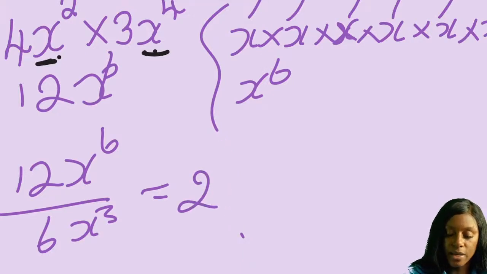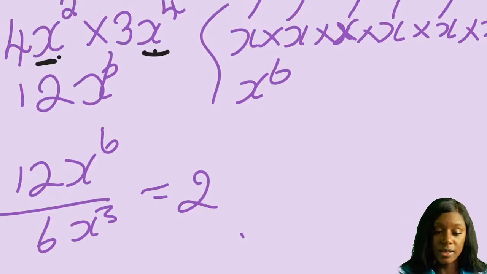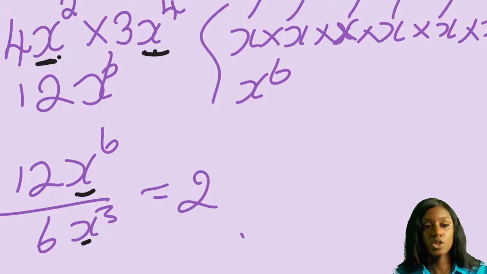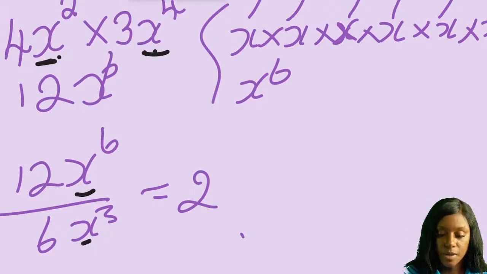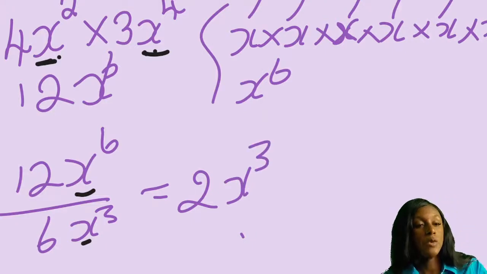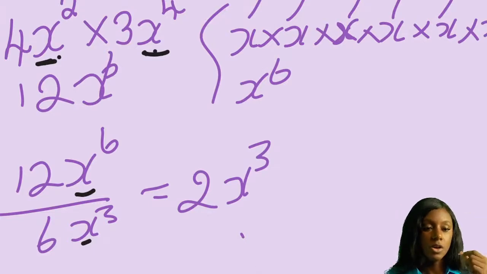And dividing our variables here, x to the power of 6 divided by x to the power of 3, because we are dividing, and again, because the base is the same, the base is x, in this case, you subtract the powers. So you say 6 take away 3. And I want to stress that when I say subtract the powers, you are subtracting the power of the denominator from the power of the numerator.